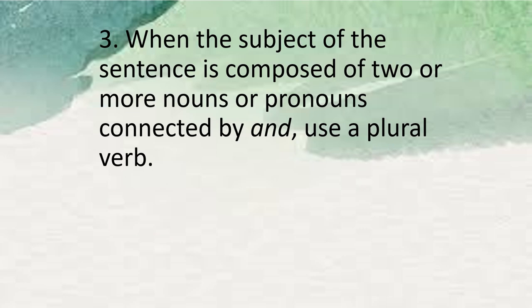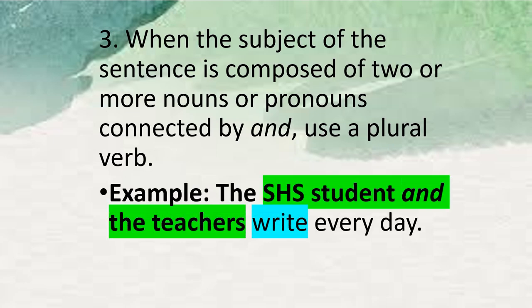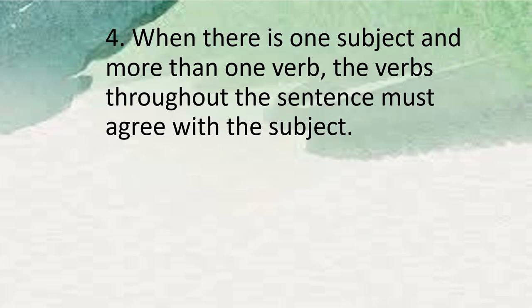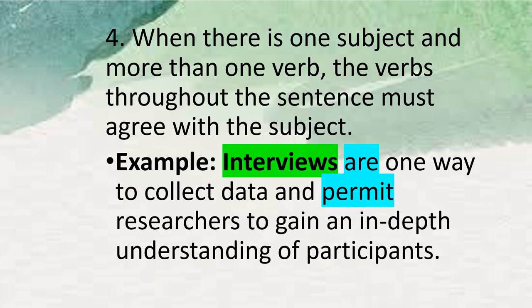When the subject of the sentence is composed of two or more nouns or, then we have the fourth. When there is one subject and more than one verb, the verbs throughout the sentence must agree with the subject.